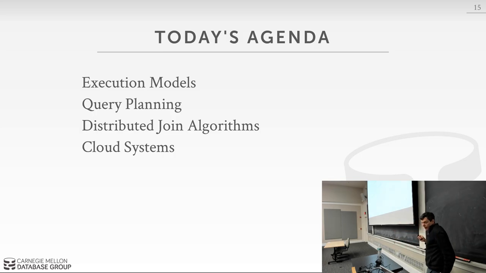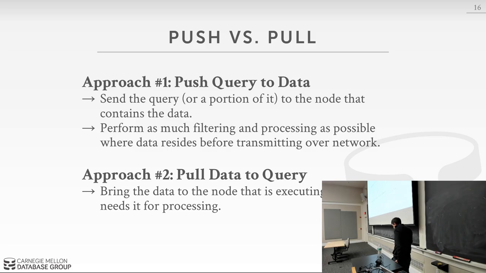Okay. So the main dichotomy in execution models for distributed databases is the notion of push versus pull. Think of it in terms of where the query will execute relative to the data that it needs to access. The first approach is to push the query to the data. The idea is that we have some query, which is small, it's a SQL query so it can't be that big, and we want to transfer the execution of that query to whatever site the data it needs to process is located on.